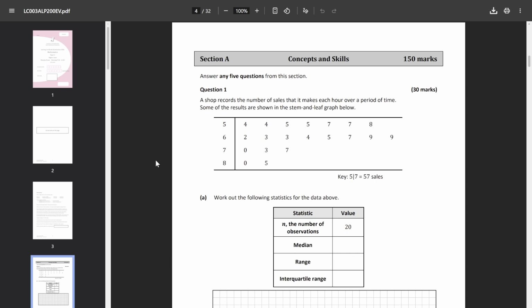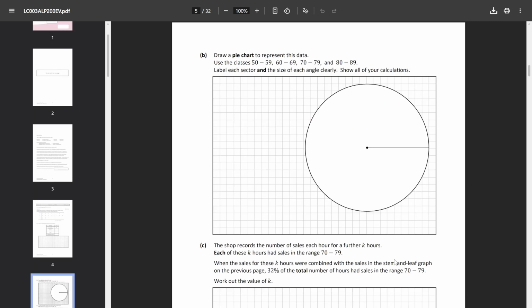Now, question one wasn't too bad. We got a stem and leaf back again, so this appeared in 2024. We weren't expecting it to come up for another while, but here it is, and it's asking you a couple of pretty easy things to find out. The mean, range, and interquartile range are terms you should have been familiar with. But then a pie chart came up, which I can't actually remember the last time it came up. It's typically an ordinary level question because there are more pie charts there, but still something you should have been pretty capable of doing.